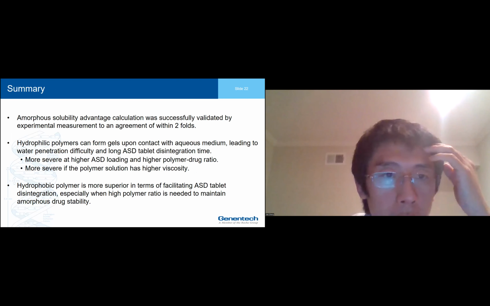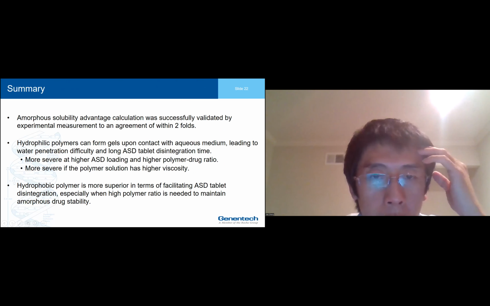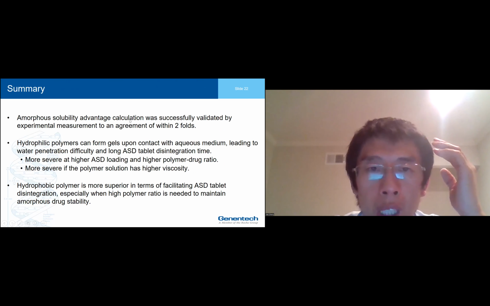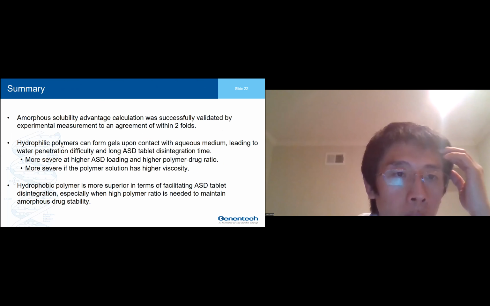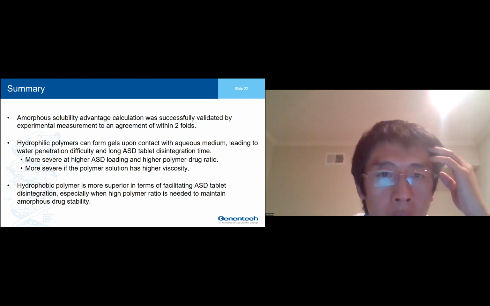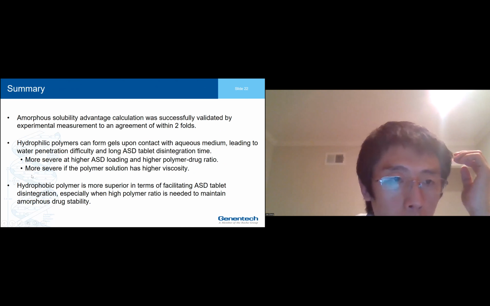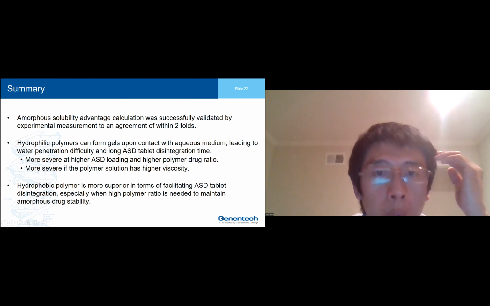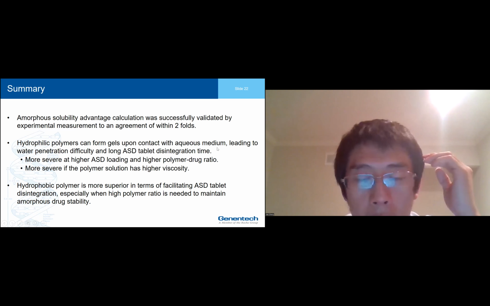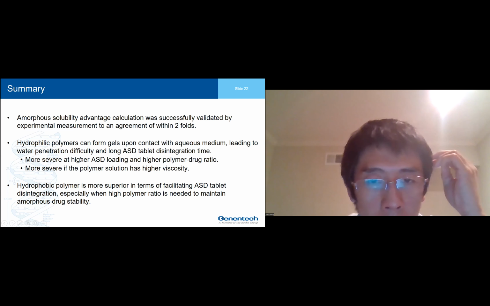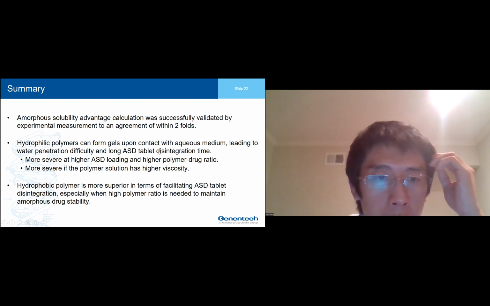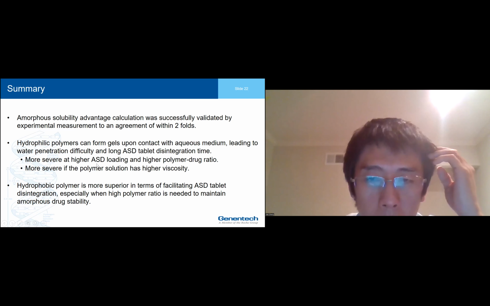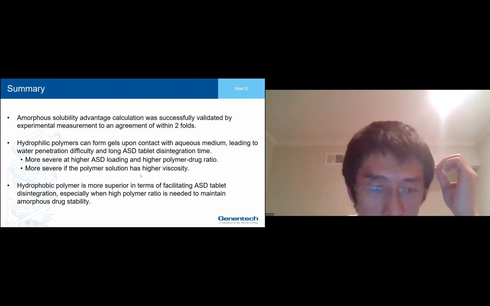To summarize my presentation today, in my research, I was able to validate an amorphous solubility advantage calculation method by experimental measurement, and we also studied the effects of polymer type, ASD loading, and ASD composition on the tablet disintegration. We concluded that the hydrophilic polymers can form gels upon exposure to water. This can lead to water penetration difficulty and prolonged ASD disintegration time. It's more severe if we have a higher ASD loading or higher polymer-drug ratio. It's more severe if our polymer solution has a higher viscosity.